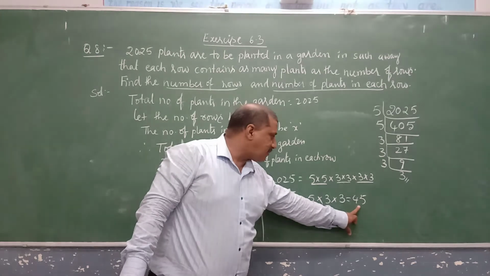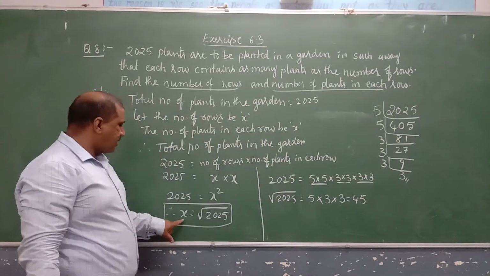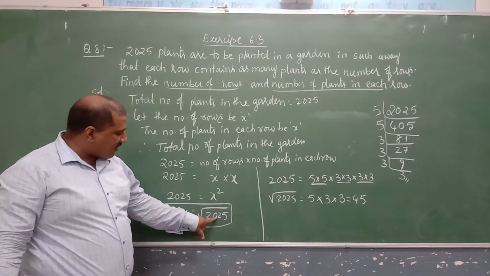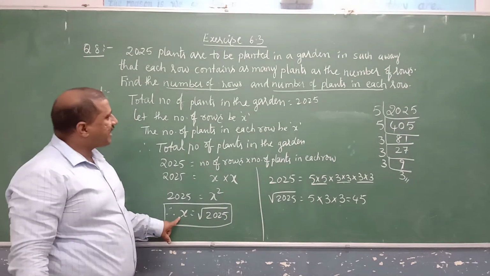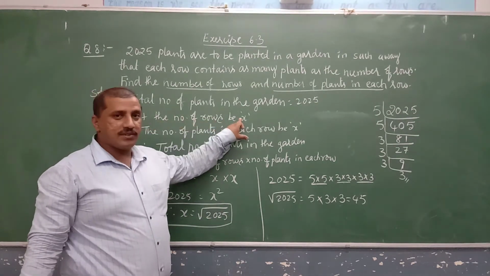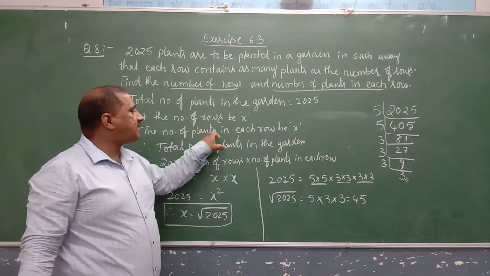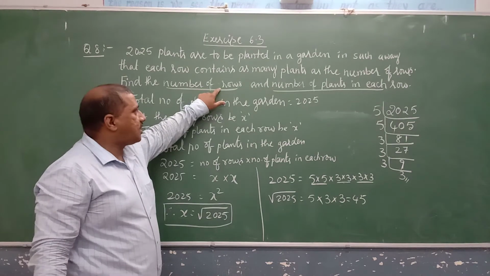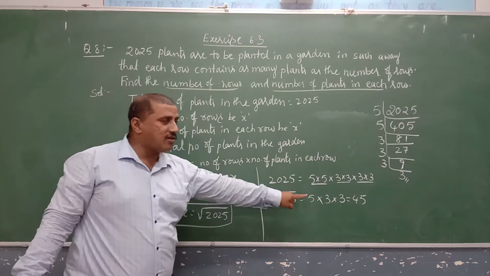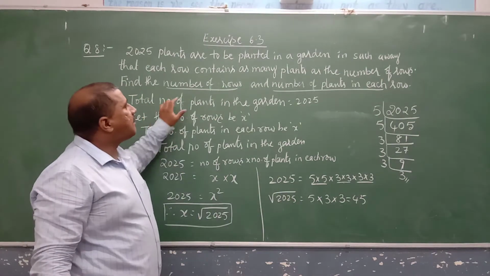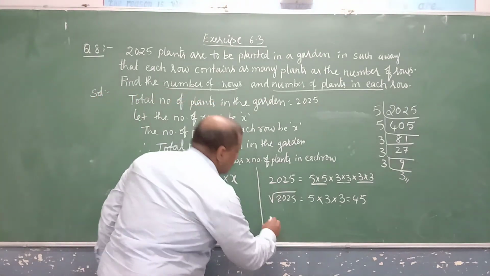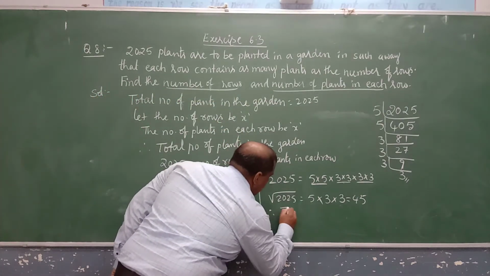What does 45 represent? 45 is nothing but the square root of 2025. The square root of 2025 is nothing but x. What is x again? The number of rows or the number of plants in each row. What we need to find? Find the number of rows. Therefore the number of rows is equal to 45 and the number of plants in each row is equal to 45.